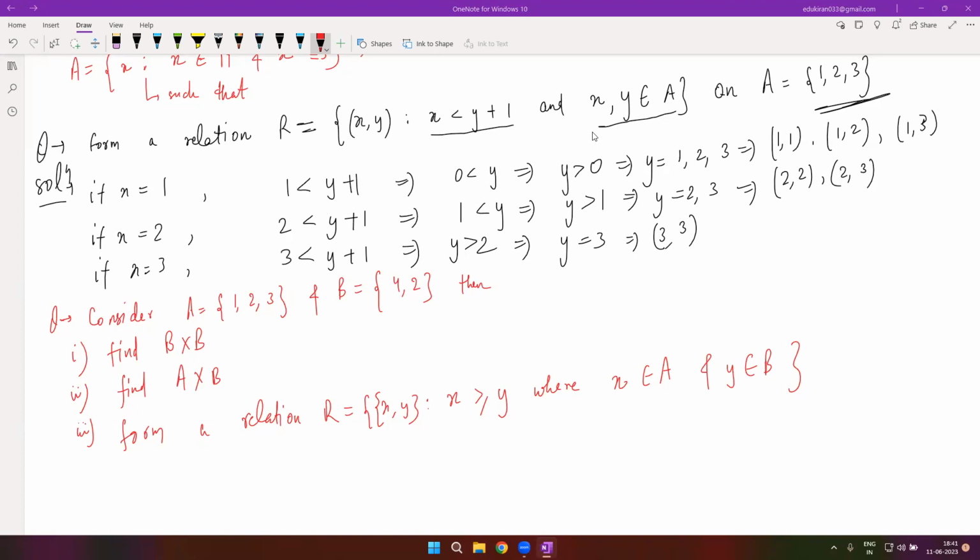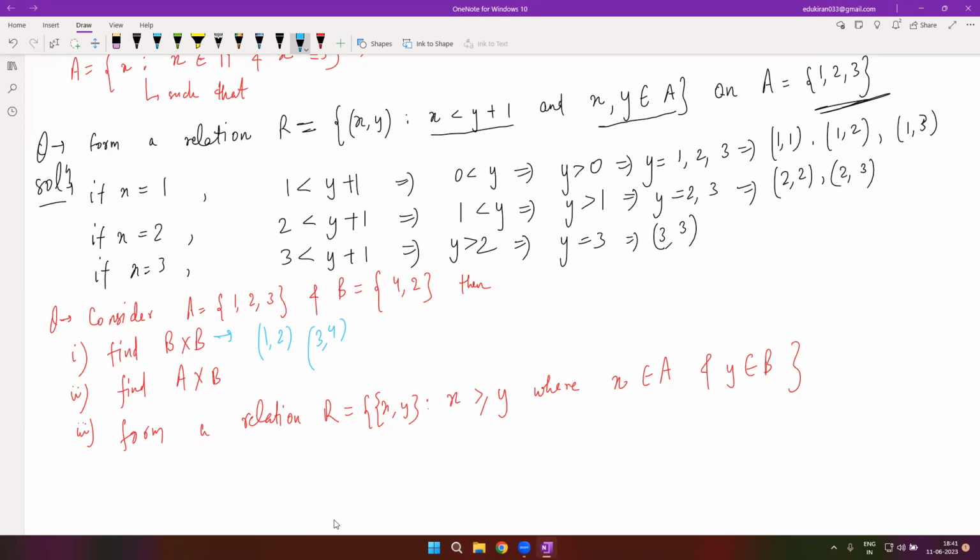Now let's start with the first one. What is B cross B? Now, how do we find out B cross B? Can someone tell me? B cross B means we have to form an ordered pair. The answer would be an ordered pair. An ordered pair is like 1, 2, something like that, 3, 4. Right? When there are two elements clubbed together in brackets. So this is an ordered pair.